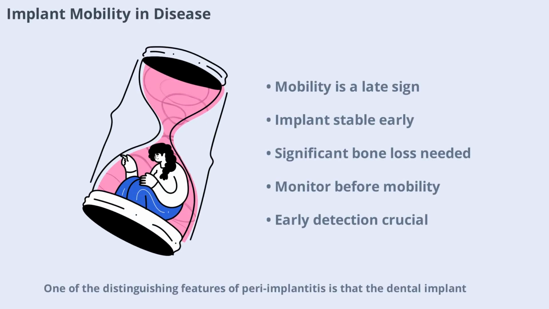One of the distinguishing features of peri-implantitis is that the dental implant does not become mobile until the disease has reached an advanced stage. In the early and moderate phases, the implant remains stable because the lower part is still anchored in healthy bone. Mobility is a late sign, indicating significant bone loss and a compromised implant. This is why relying solely on implant movement to detect problems can be misleading. Regular monitoring and attention to other symptoms are necessary to catch peri-implantitis before it causes irreversible damage.